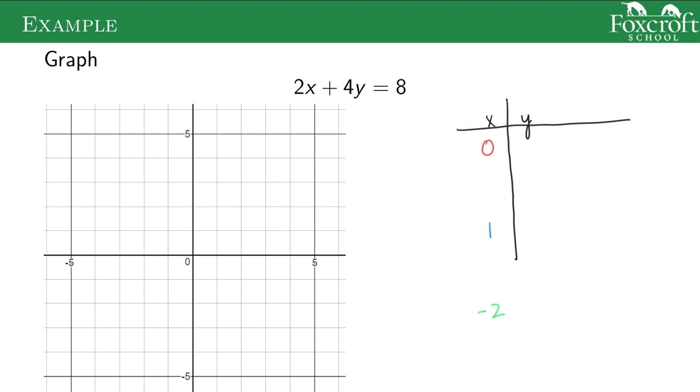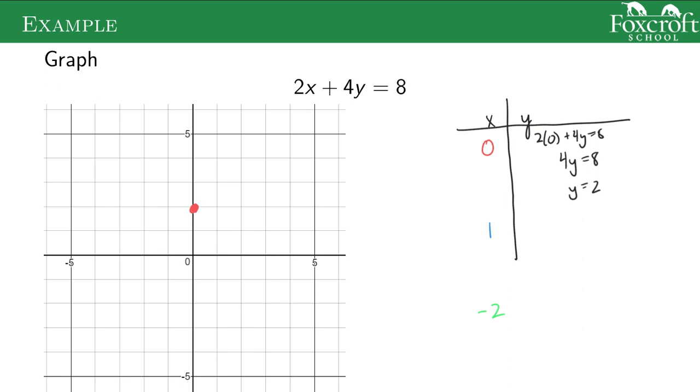If we do 0, we get 2 times 0 plus 4y equals 8. The great thing about 0 is it makes that first term go away. So I get 4y equals 8. Divide both sides by 4, y equals 2. So that tells me when x is 0, y has to be 2, which gives me the point (0, 2) on my graph.